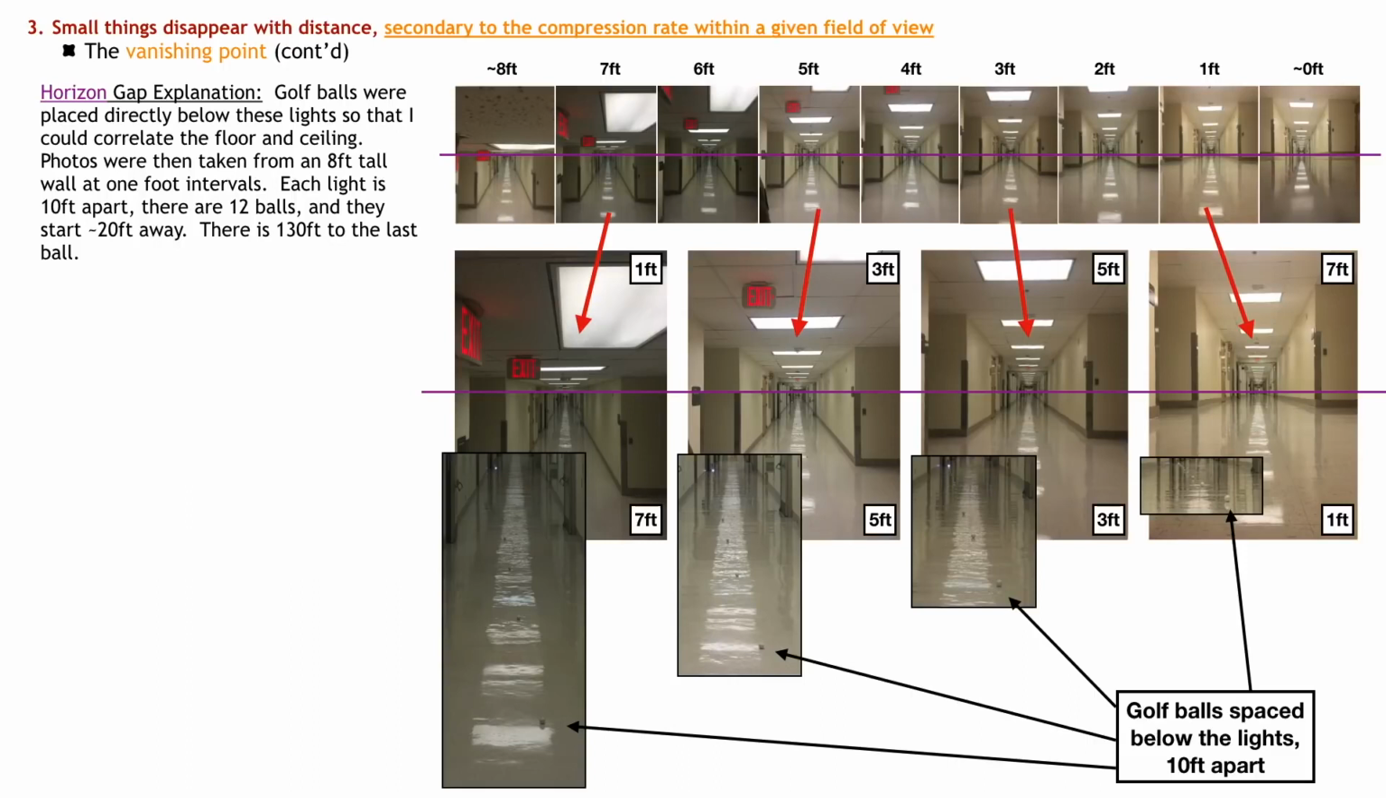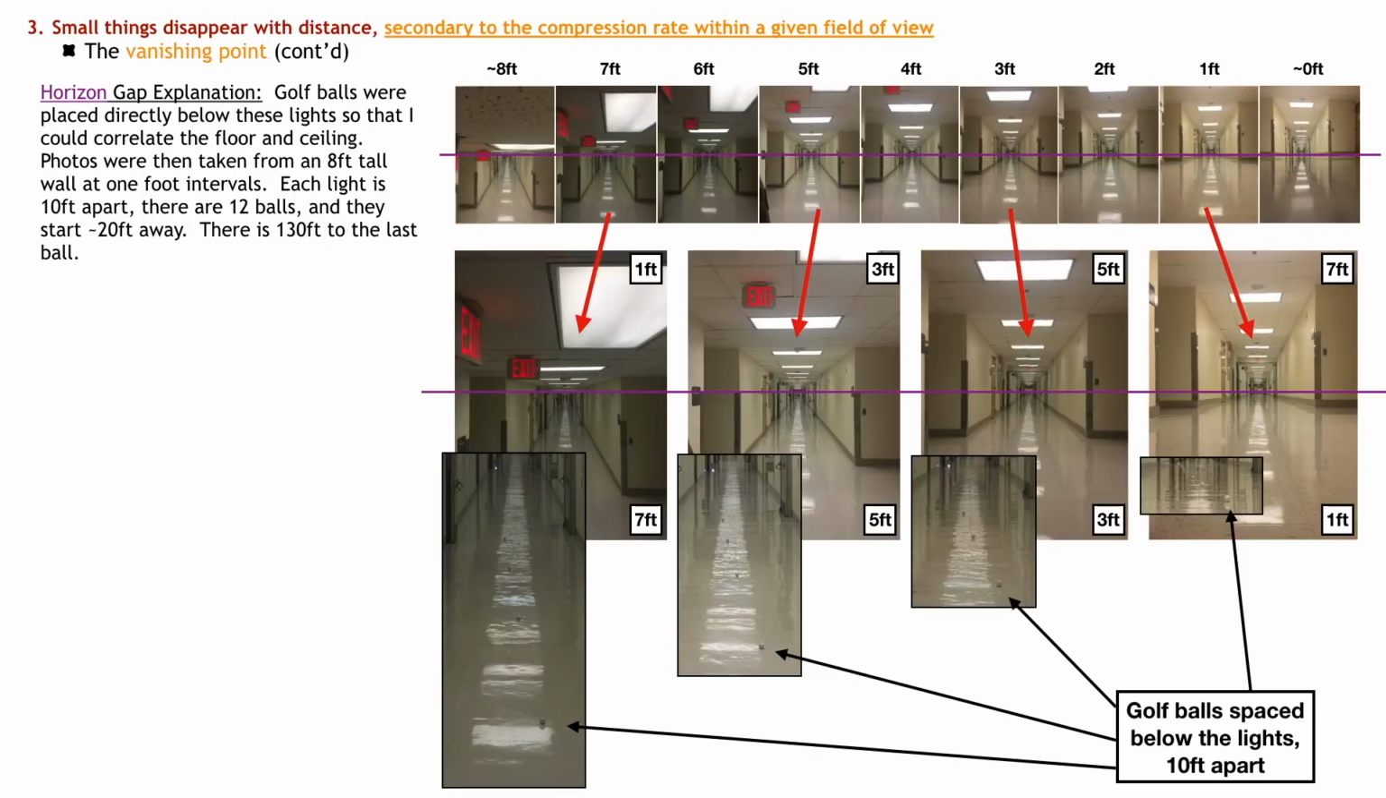So what I did was I took this long, roughly 450 foot long hallway, and I placed golf balls along the visual field within the hallway at 10-foot intervals. So golf balls were placed directly below lights that were also at 10-foot intervals, so that I could correlate the lower visual field to the upper visual field.